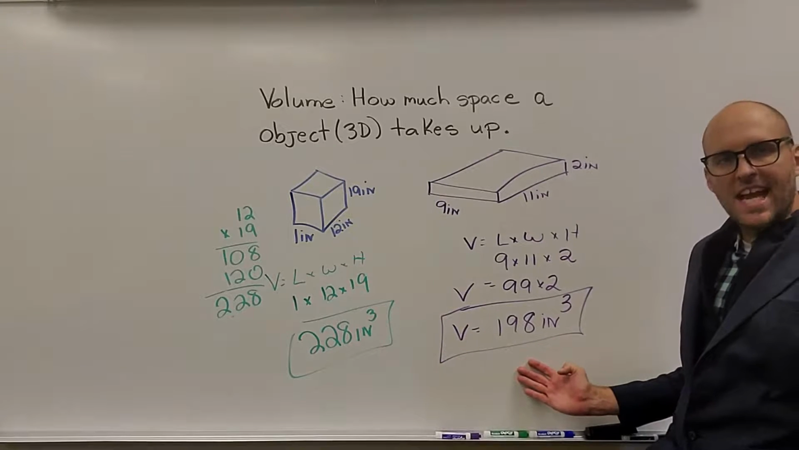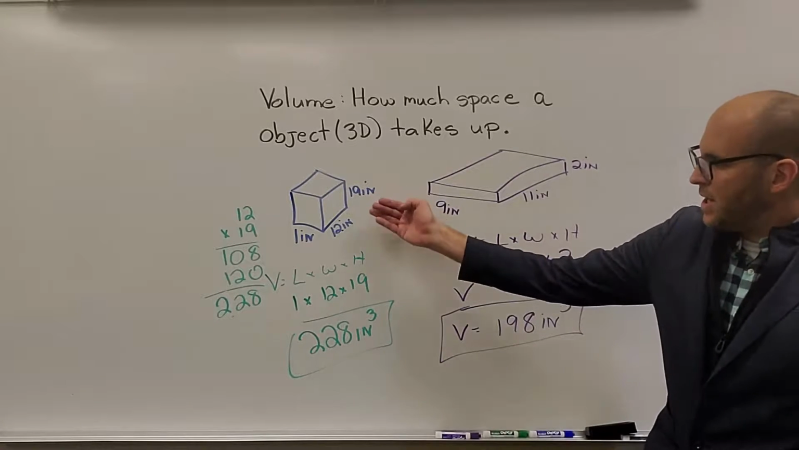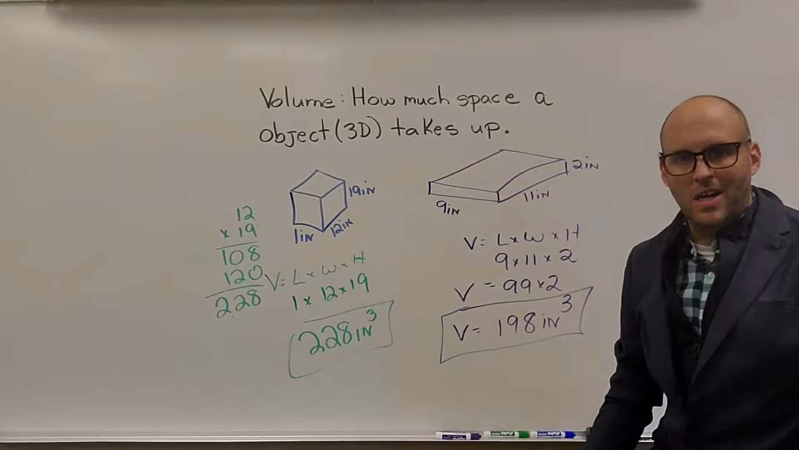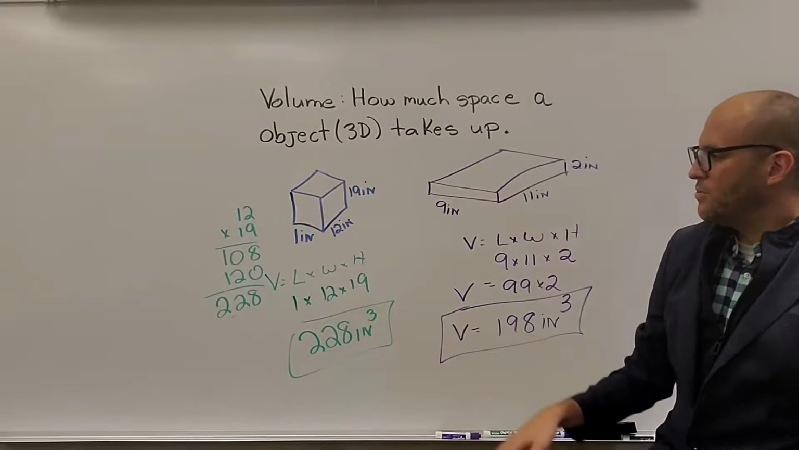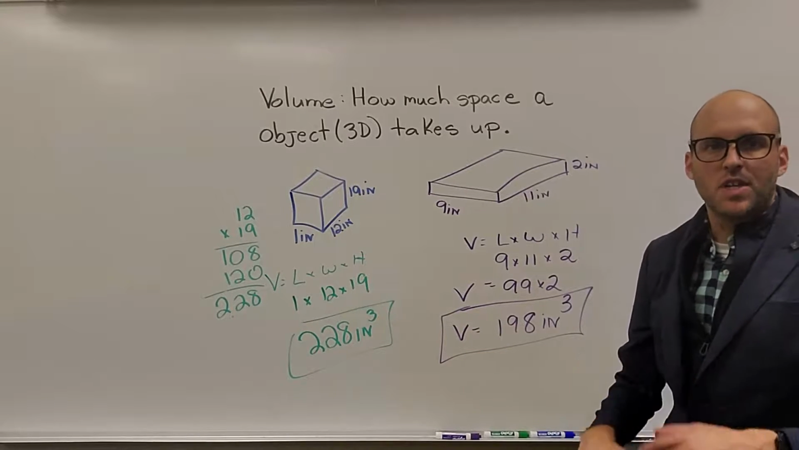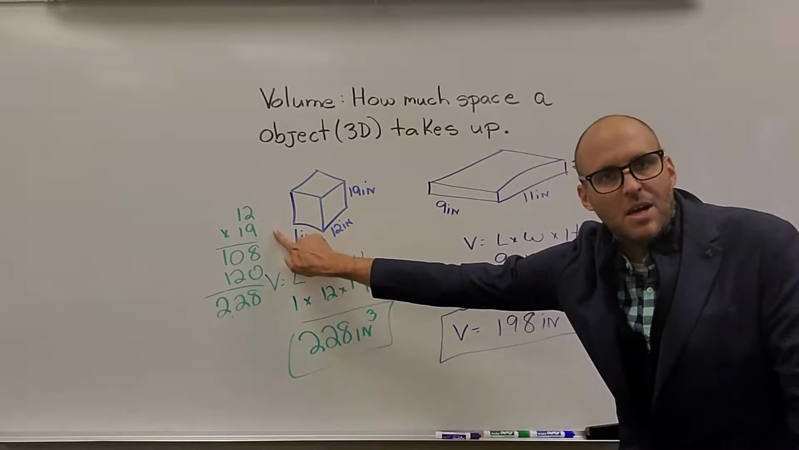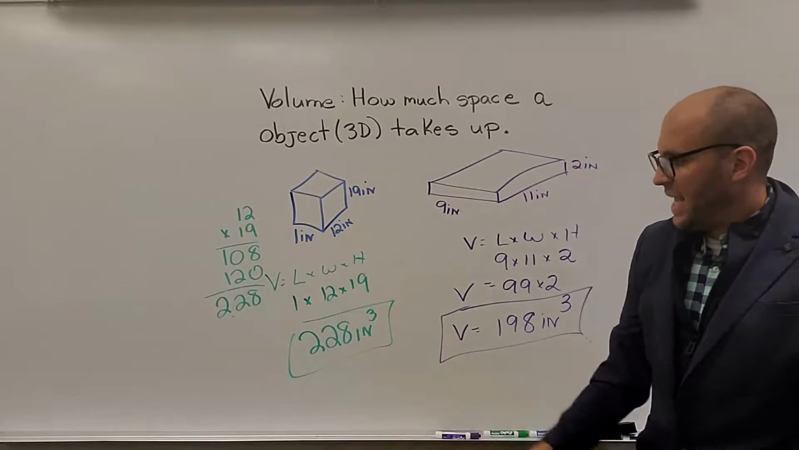Well, friends, hopefully for the first problem you had 228 inches cubed, and for the second problem you had 198 inches cubed. For this problem you have a multiplying by 1, so that's nice. So all you really had to do here was 12 times 19. Since it was a double-digit multiplication problem, I did my work on the side, and that came up with 228 inches cubed.